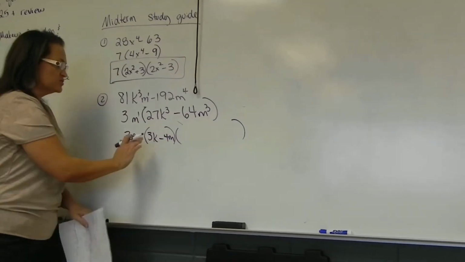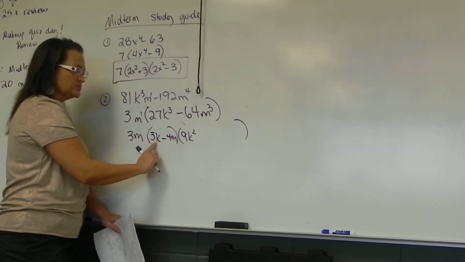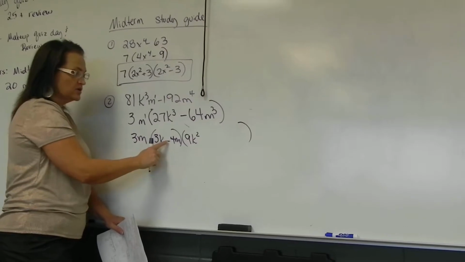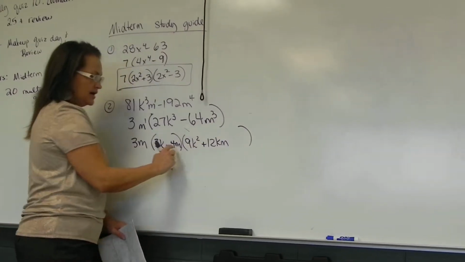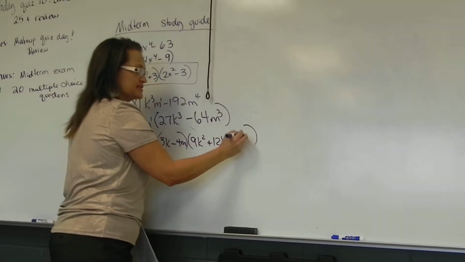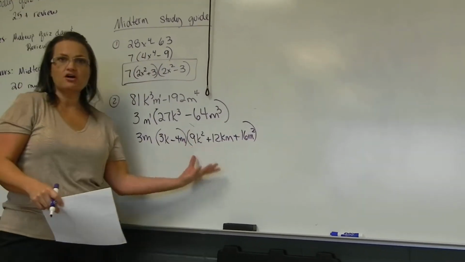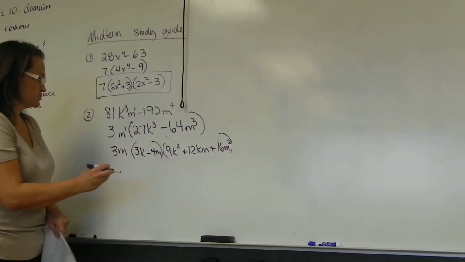Then the pattern says to square this root, so that would be 9k squared. Multiply these together, so that's 3k, 4m makes 12km with an opposite sign, so plus 12km, and square the last, plus 16m squared. And then we're guaranteed that this cube pattern does not factor any further. That is the end of the line for that, so that's your answer.